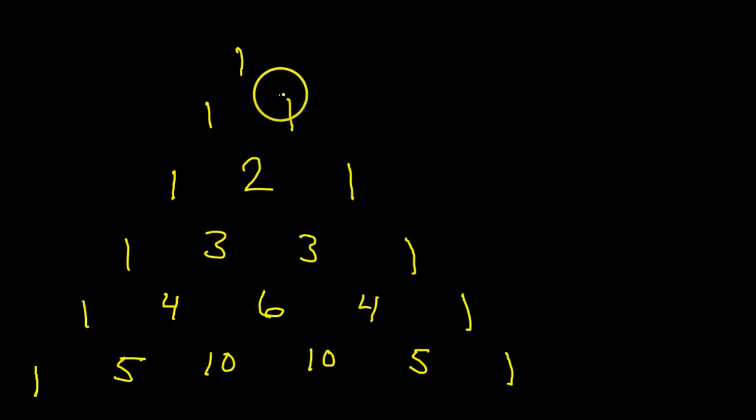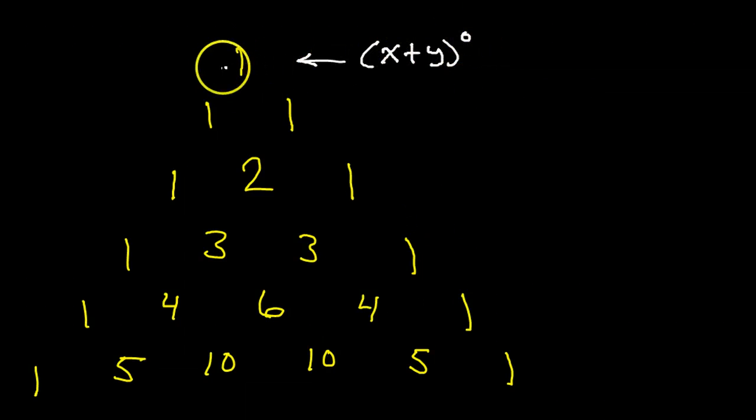Okay, now if you think of it this way, I'm going to show you how this triangle will give us the coefficients of the expanded form if you take a binomial and raise it to a power. Now the key is you have to understand that this first row you're always starting with x plus y to the 0 power. Alright, anything to the 0 power is 1, so that makes sense.